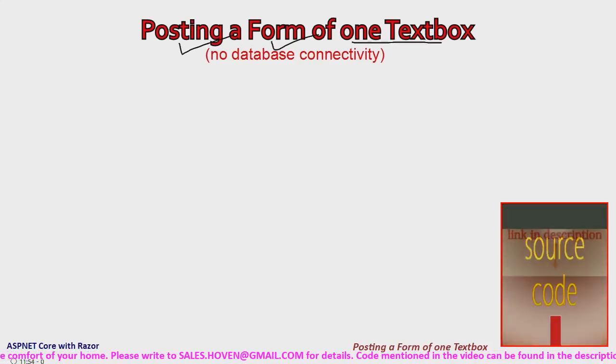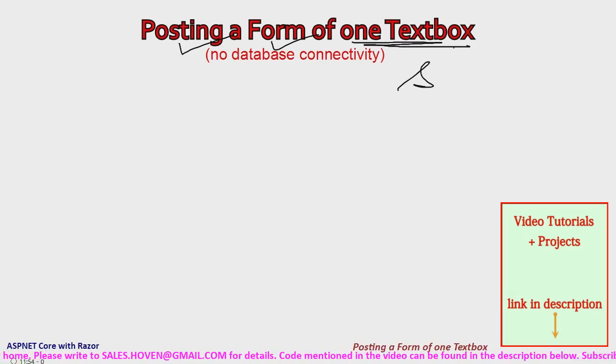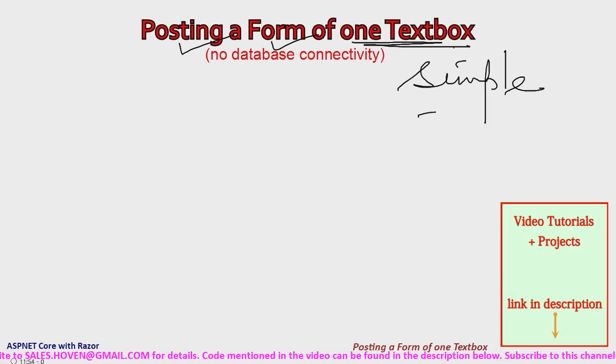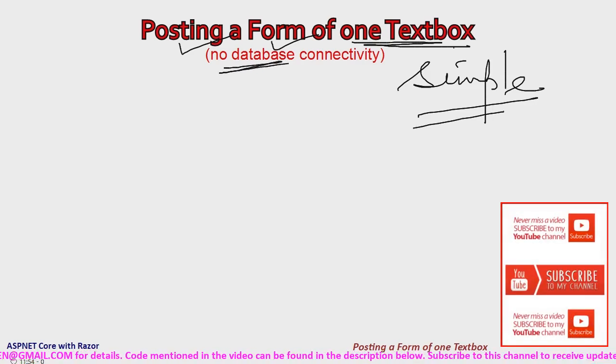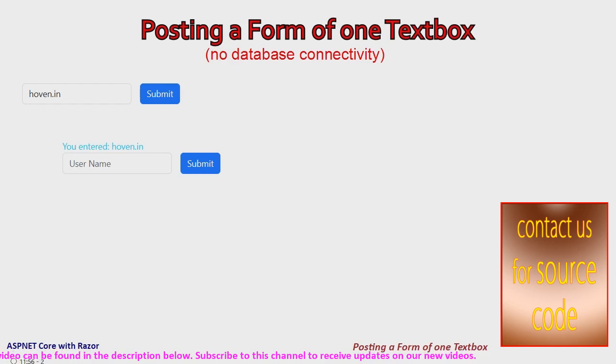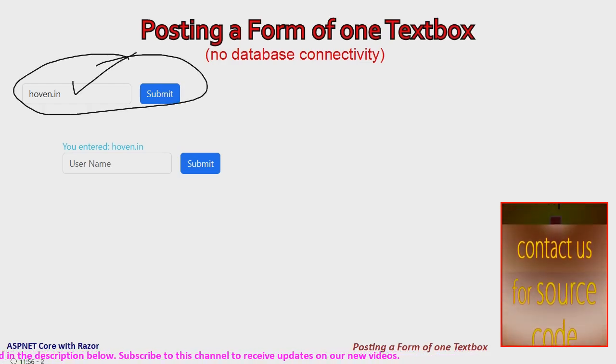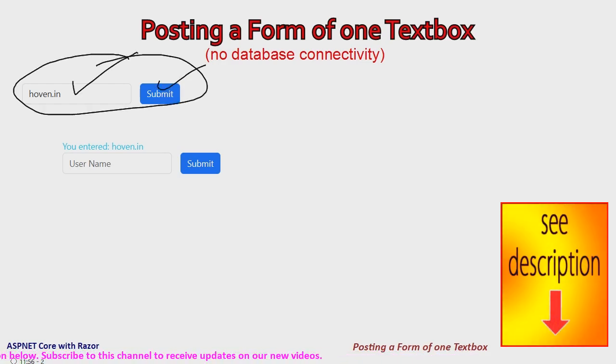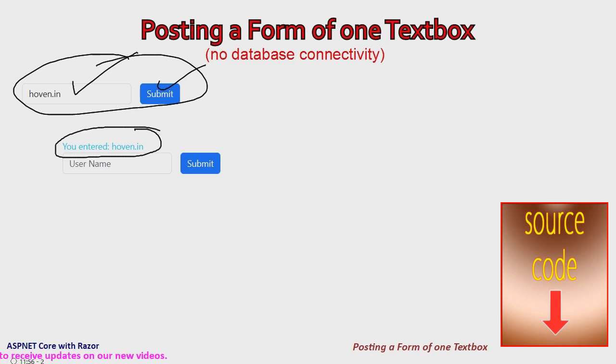In this tutorial, we shall learn posting a form of one text box. We will keep things very simple and there will be no database connectivity. We will talk about that in later tutorials. So this is a form where the user types something. When he submits it, then a message will be shown: you entered hoven.in, whatever.